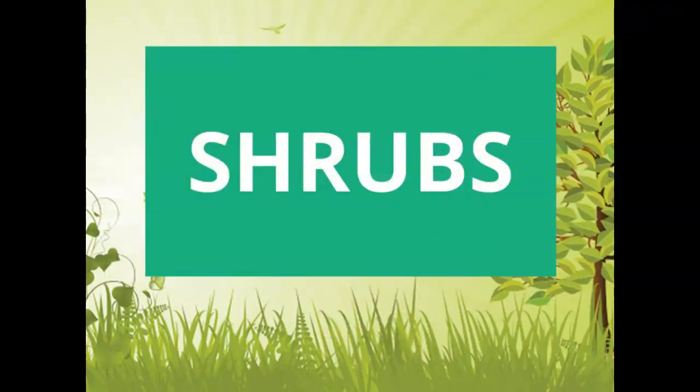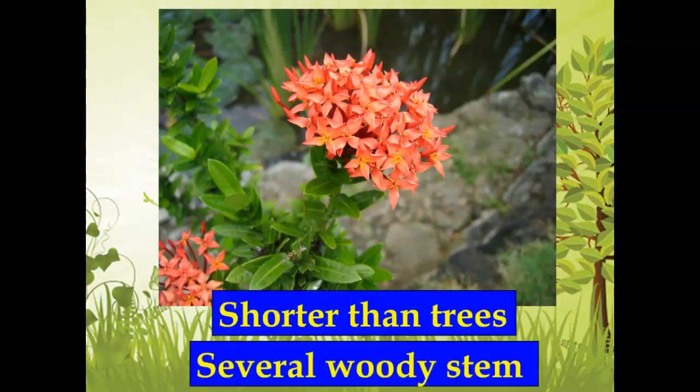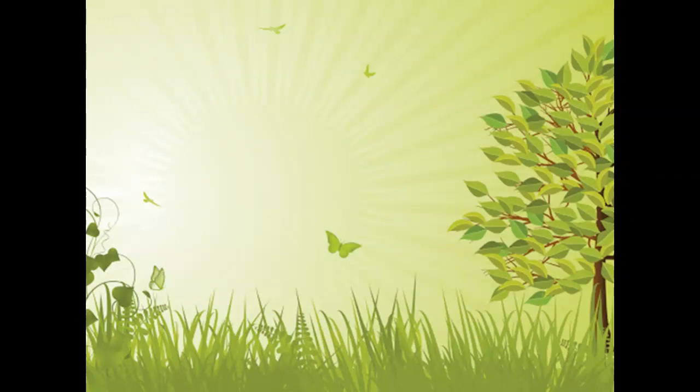Shrubs are medium-sized woody plants, taller than herbs and shorter than a tree. Their height usually ranges between 6 meters to 10 meters tall. Their features include bushy, hard, and woody stems with many branches. Although stems are hard, they are flexible but not fragile. Again, shrubs are shorter than trees. Several woody stems.